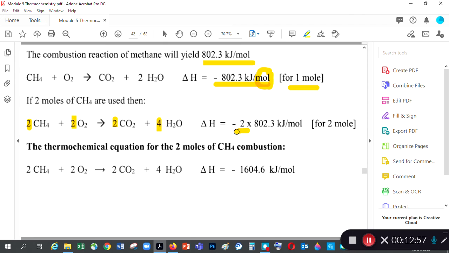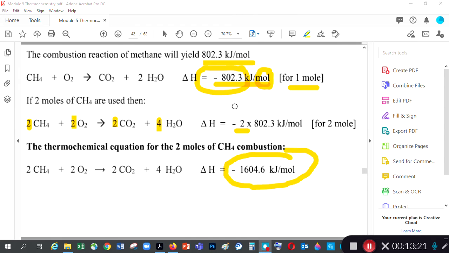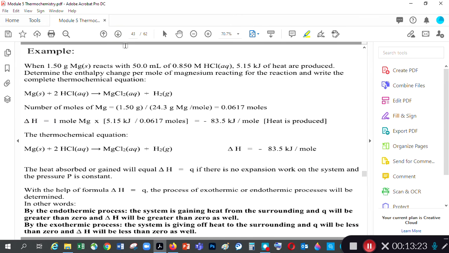And then you multiply your value here by two, which then comes up to be minus, it's an exothermic combustion, as I said, combustion is always an exothermic reaction. So multiply by two, not divided by two, multiply by two. So the amount of the heat is double. Let's go further here.